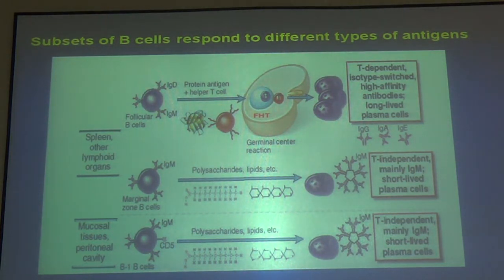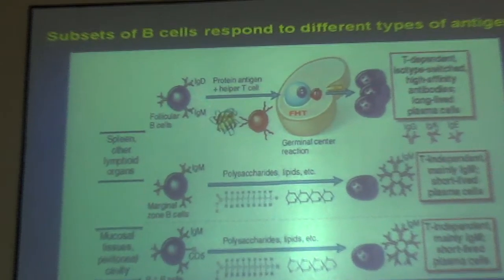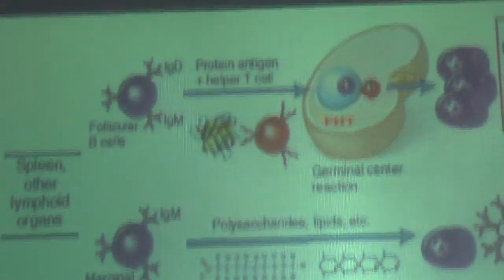So these are the different subsets of the B cell. We said follicular B cells, marginal zone B cells, and also B1 cells. As you can see here, follicular B cells are usually located in the spleen.